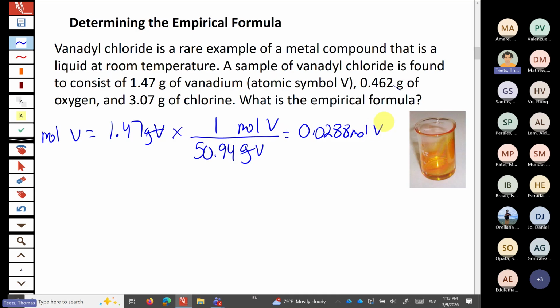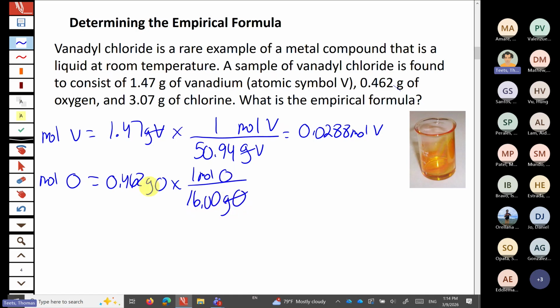We do the same thing for oxygen and chlorine. So I won't flip back to the periodic table a million times, but for oxygen, we have the mass that we're given is 0.462. That's directly from the problem. 1 mole of oxygen has a mass of 16.00 grams. That's the atomic mass that we would look up on the periodic table. And so we get an almost identical amount of oxygen, 0.0289 in terms of moles.